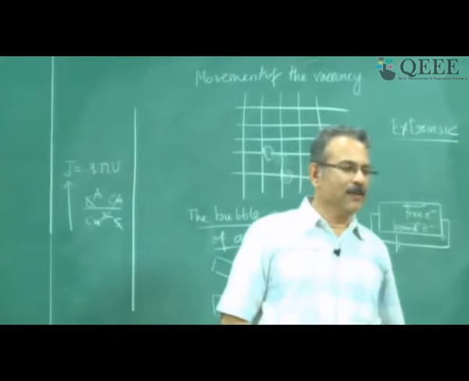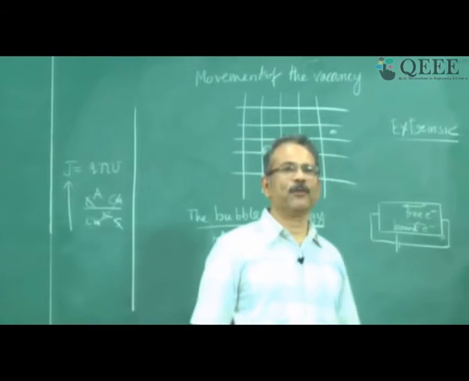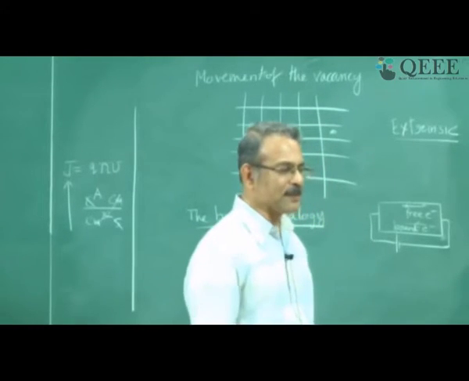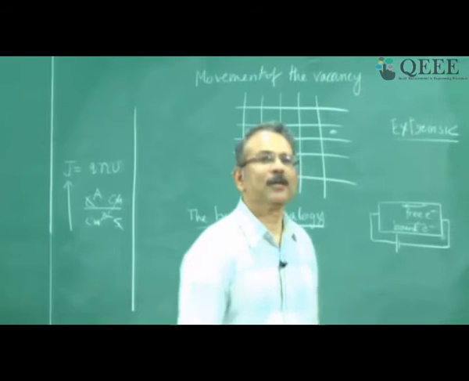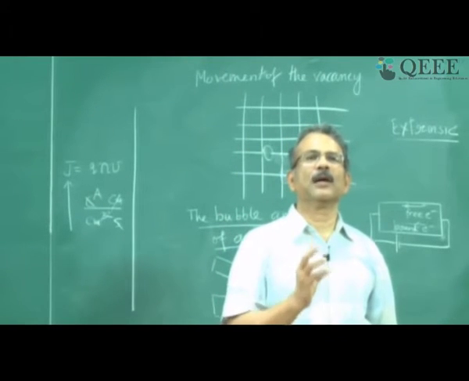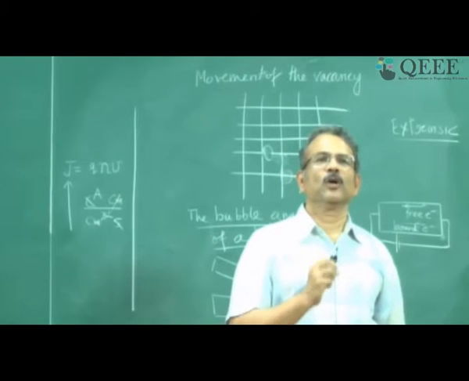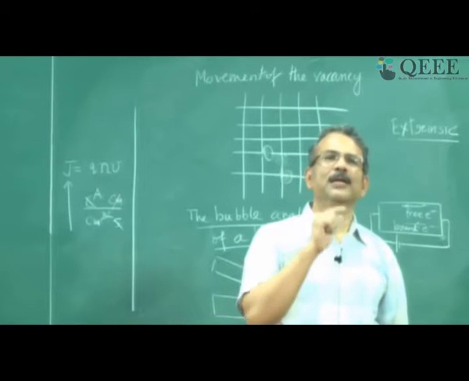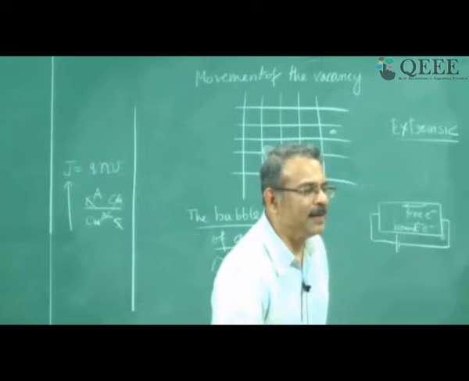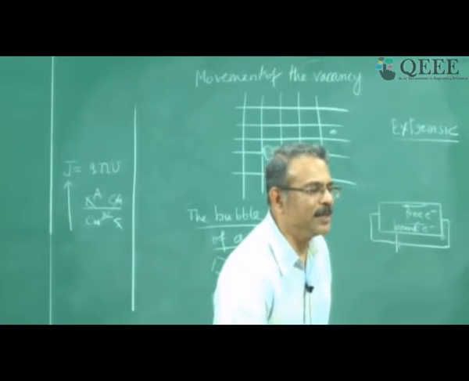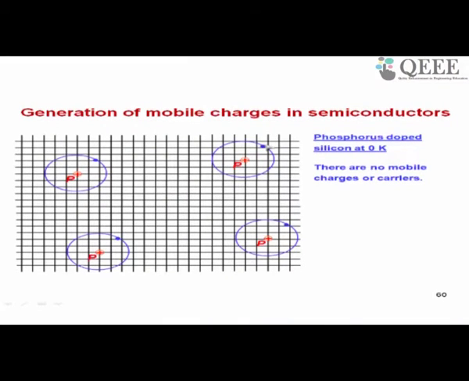Now, let us see what is going to happen if you add phosphorus. So here is the picture. If you add phosphorus atoms, then phosphorus is a group 5 element, silicon is a group 4 element. So that means phosphorus has 5 electrons in the outermost orbit. 4 of these electrons will participate in bonding with the neighboring silicon atoms. That is what is shown here. But the 5th electron, now what happens to the 5th electron? That is the question.